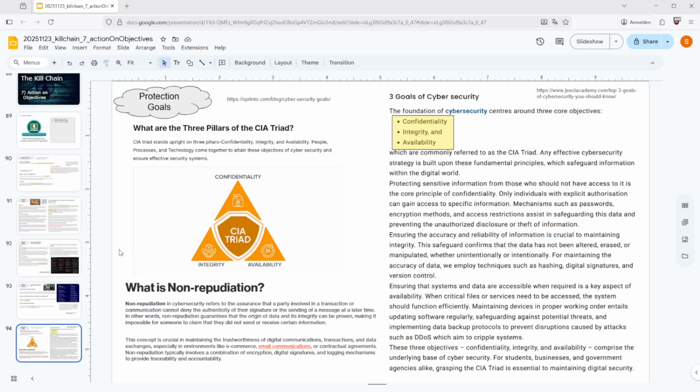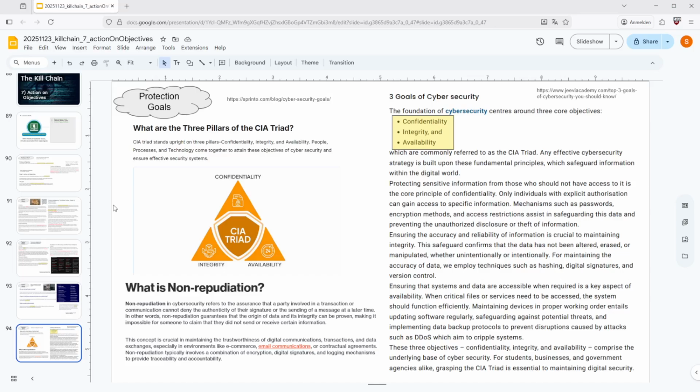This is what you protect. And cyber criminals, when they have an action on objective, it is tied to one of these protection goals usually. Just be aware of that. Yeah, so far so good.